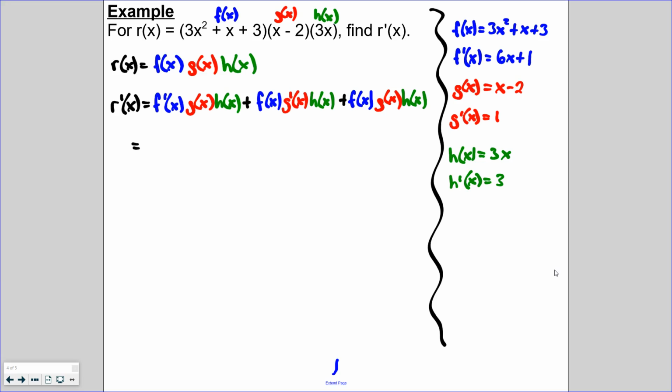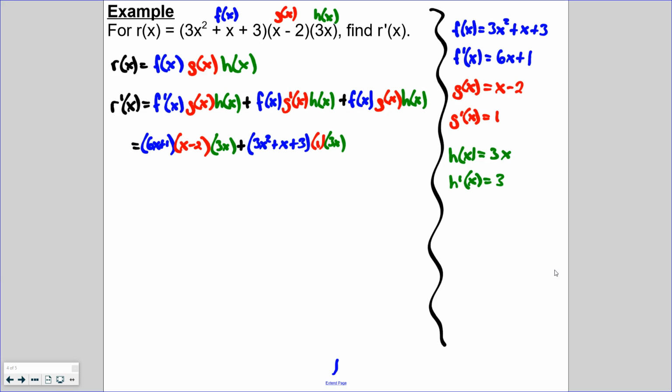All right, so let's see. What do we got? We got f prime, which we said was 6x plus 1, times g of x, which is x minus 2, times h of x, which is 3x, plus f of x, which is 3x squared plus x plus 3, times g prime, which we said was 1, and then times h, which is 3x.